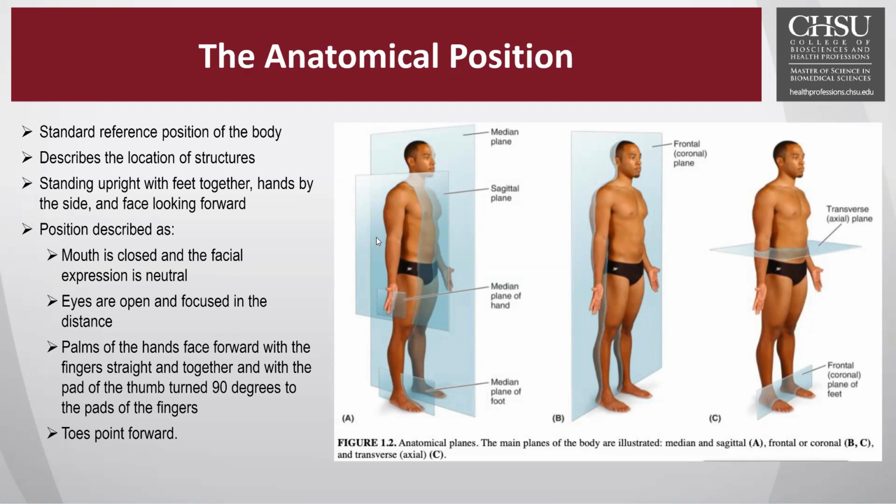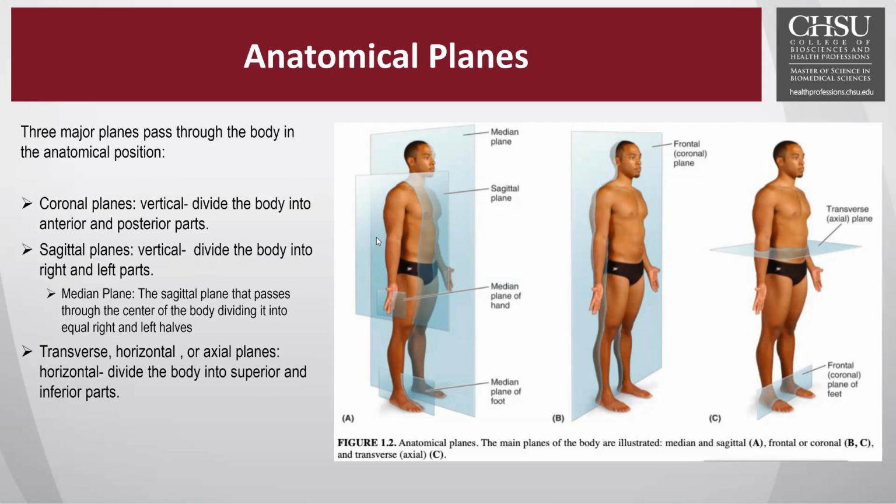Okay? The facial expressions will be relaxed. Again, this is a standard reference point to discuss some of those muscles and how they act. And the palms, as I mentioned, facing forward, pads of the thumbs turn to 90 degrees, and then toes facing forward. So this is that objective anatomical position.